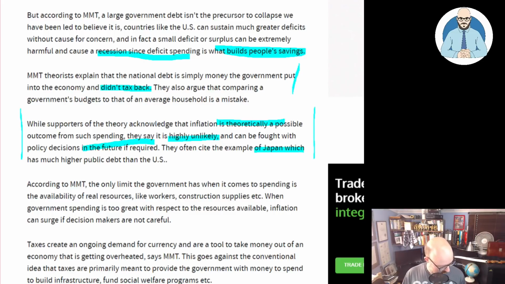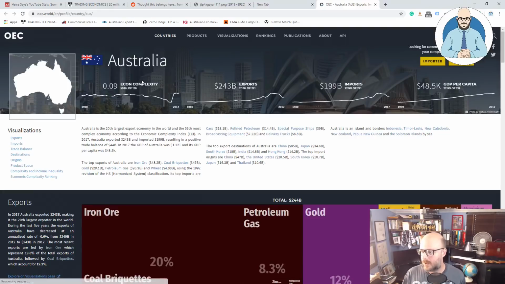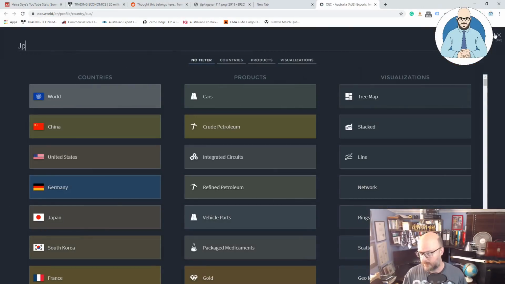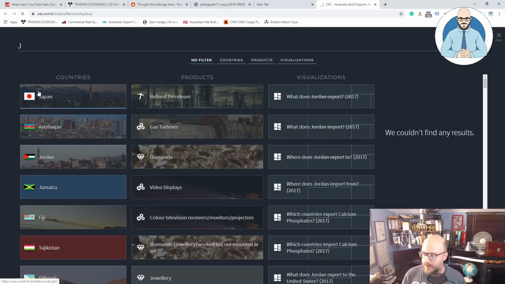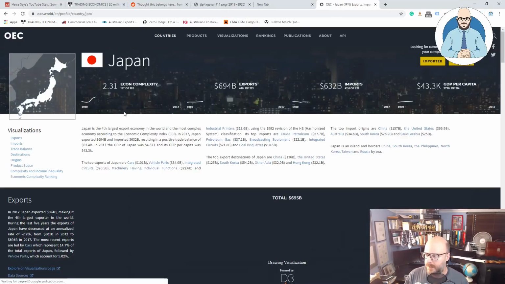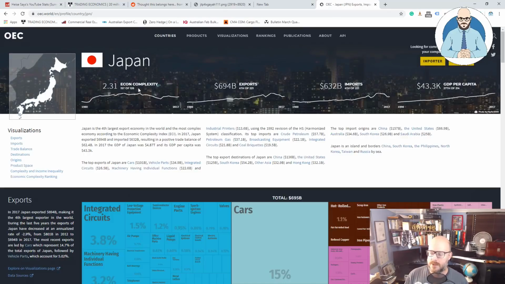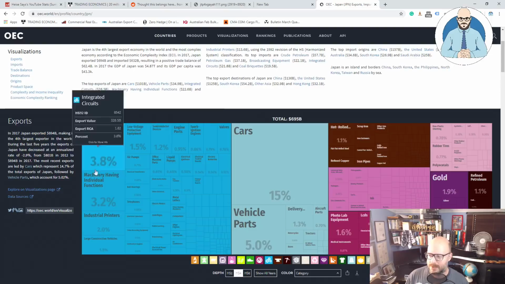I will bring up the Observatory of Economic Complexity. And let's have a look at Australia. Here we are. We're 59th in the world. Our complexity rating is 0.09. Let's look up Japan, guys. Their complexity rating, first in the world, 2.31. Look at what they're exporting, integrated circuits.